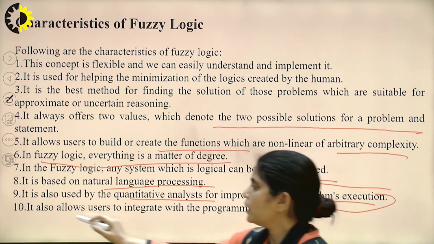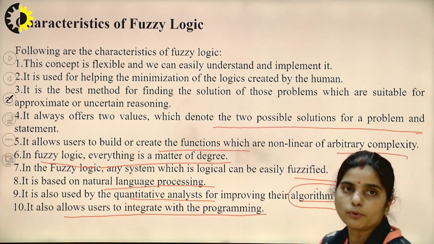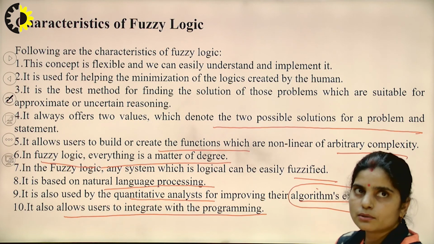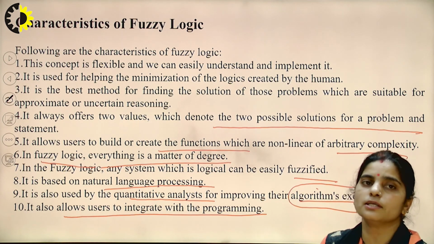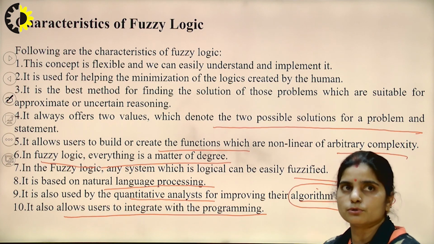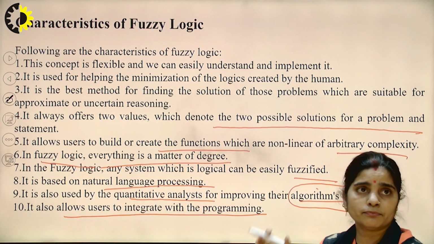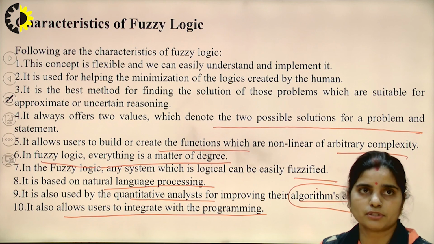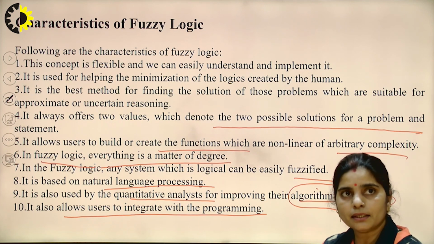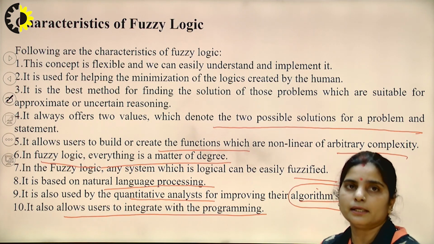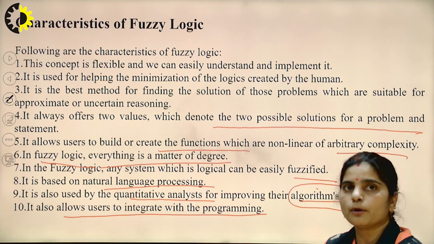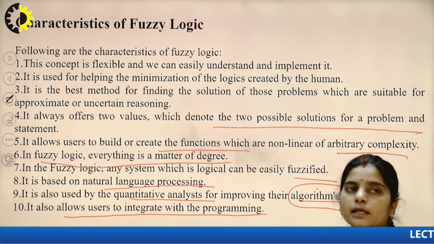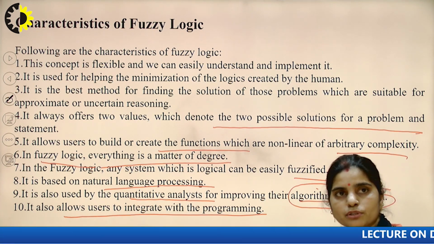It also allows users to integrate with programming. Okay. Means you can integrate the fuzzy logic concept with programming concepts also. So these are some characteristics of fuzzy logic: the concept is flexible. It minimizes the logic created by humans. It is one of the best methods to solve problems which are uncertain, and it always offers two possible solutions for a problem.